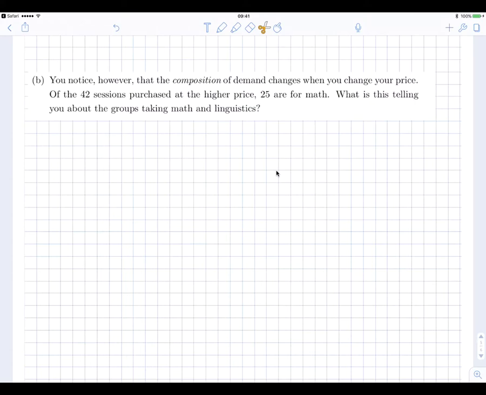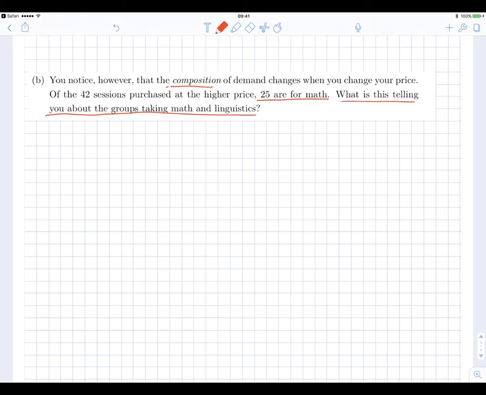You notice, however, that the composition of the demand changes when you change your price. Of the 42 session purchases at a higher price, 25 are maths. What is this telling you about the groups taking maths and linguistic?